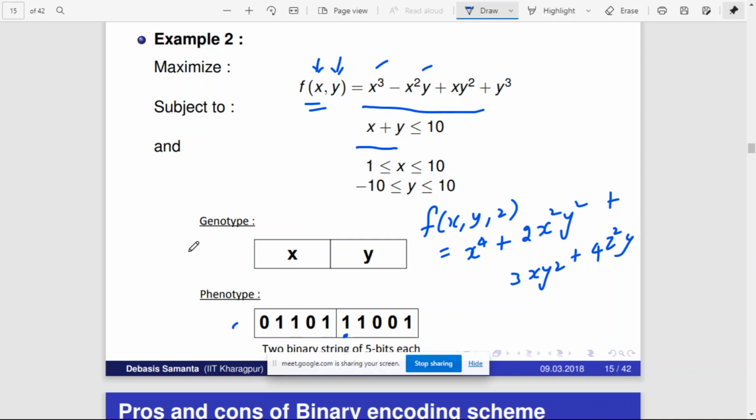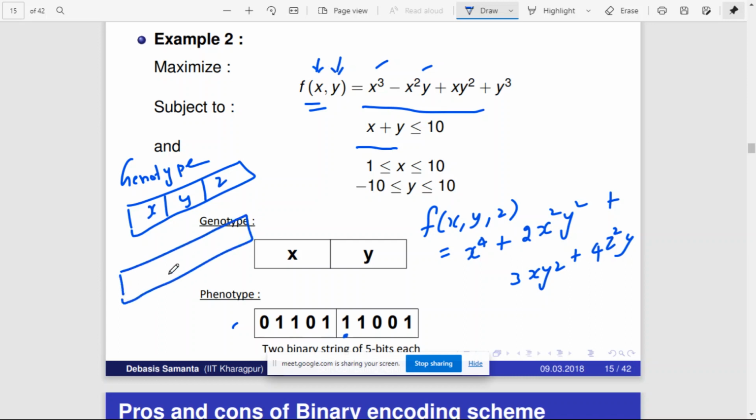Okay, now this genotype, how will you represent the genotype? X, y and z. It's now three variables. So this is genotype, this is very generic. Okay, phenotype, we know, I am giving a constraint like this. X should be between 1 and 5. Y should be between 6 and 10. And Z should be between 20 and 25.